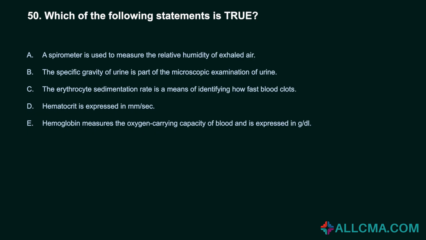50. Which of the following statements is true? A. A spirometer is used to measure the relative humidity of exhaled air. B. The specific gravity of urine is part of the microscopic examination of urine. C. The erythrocyte sedimentation rate is a means of identifying how fast blood clots. D. Hematocrit is expressed in mm/hour. E. Hemoglobin measures the oxygen carrying capacity of blood and is expressed in g/dl.